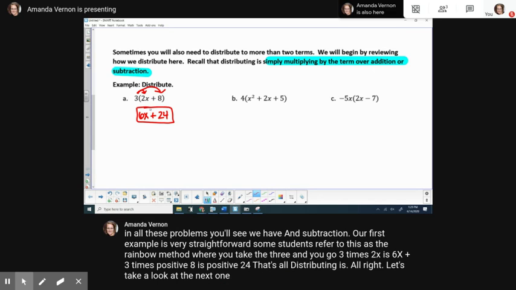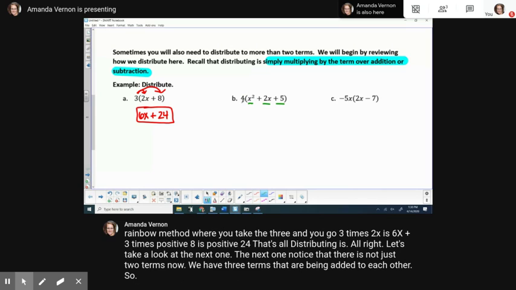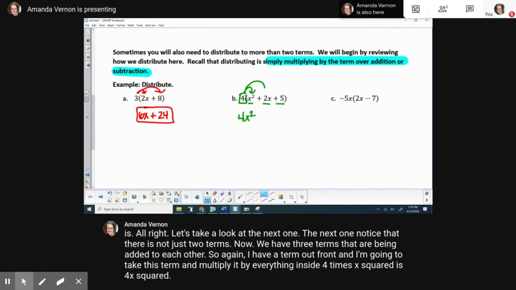The next one, notice that there is not just 2 terms. Now we have 3 terms that are being added to each other. So again, I have a term out front, and I'm going to take this term and multiply it by everything inside. 4 times x squared is 4x squared. 4 times positive 2x is positive 8x. And 4 times positive 5 is positive 20.